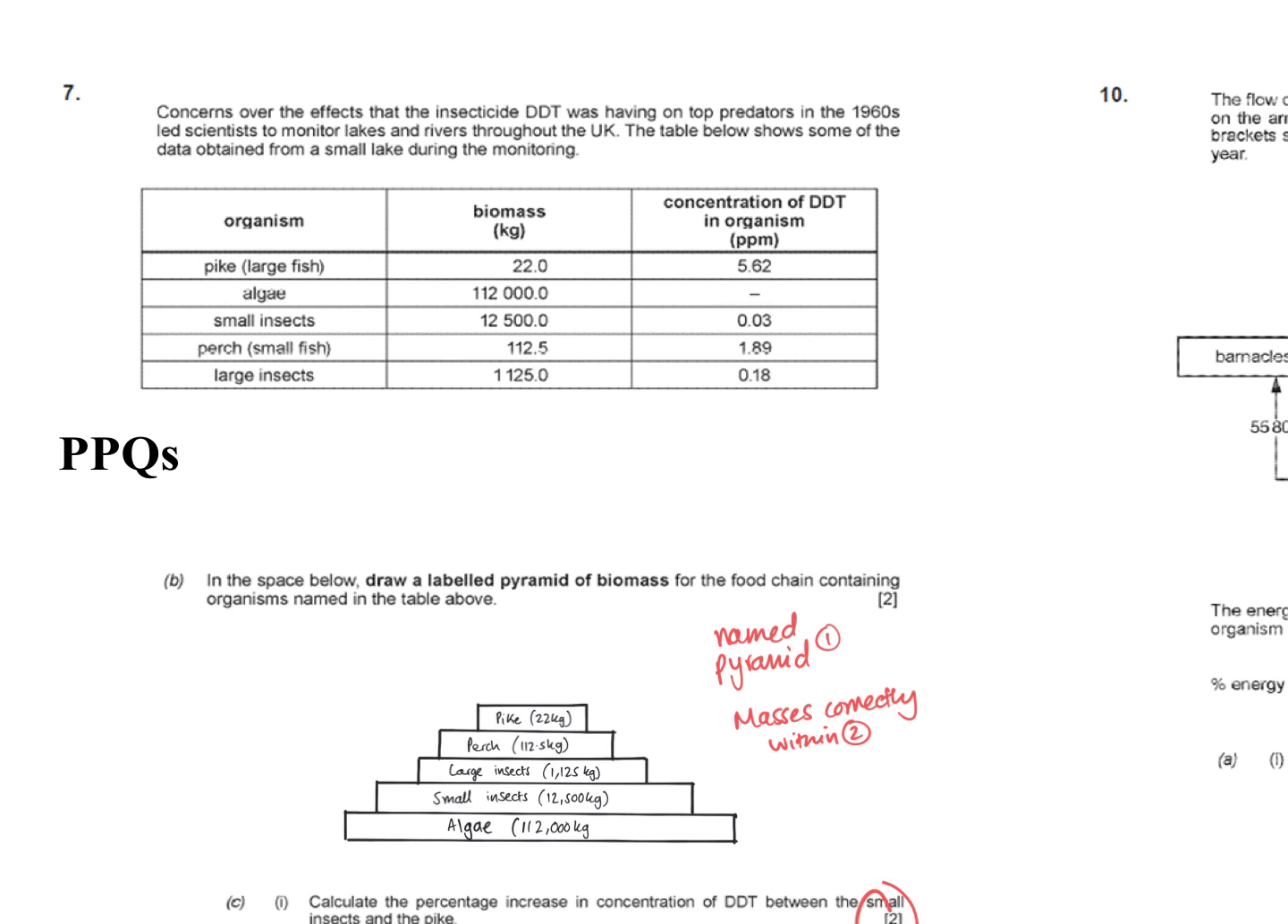Okay, so the first past paper question says, draw a labelled pyramid of biomass for the food chain containing the organisms named in the above table. So we've got our organisms here and we've got our biomass with the units of kilograms. So we need pencil and ruler. We're going to start with the producer, which is algae, and we're going to make sure that we're writing next to it 112,000 with our unit kilograms. Then we have small insects, large insects, perch and pike. So it's 2 marks. You get 1 for the name pyramid correctly following that food chain up, and the mass is correctly written at each level as well.